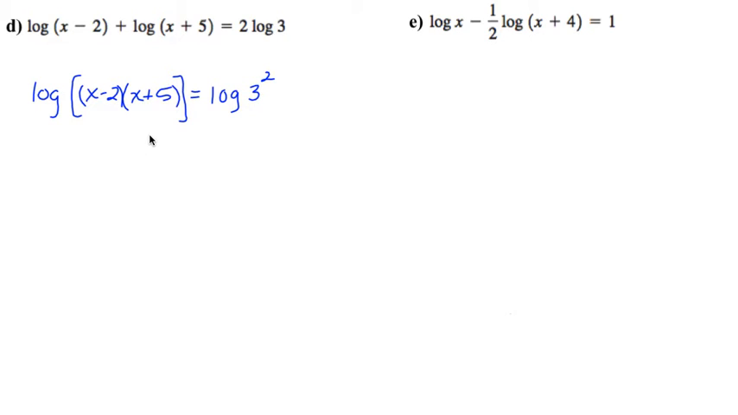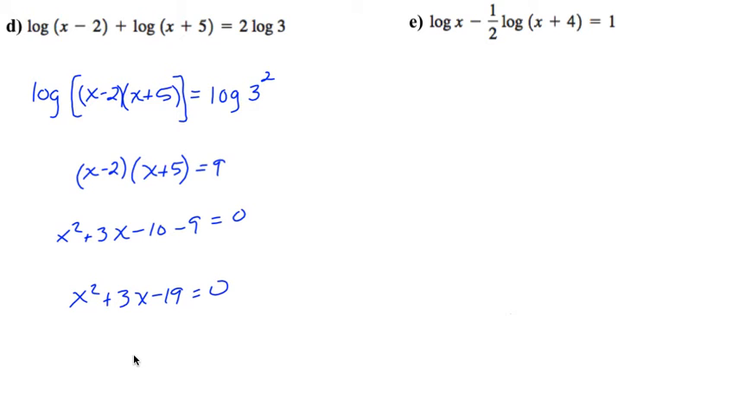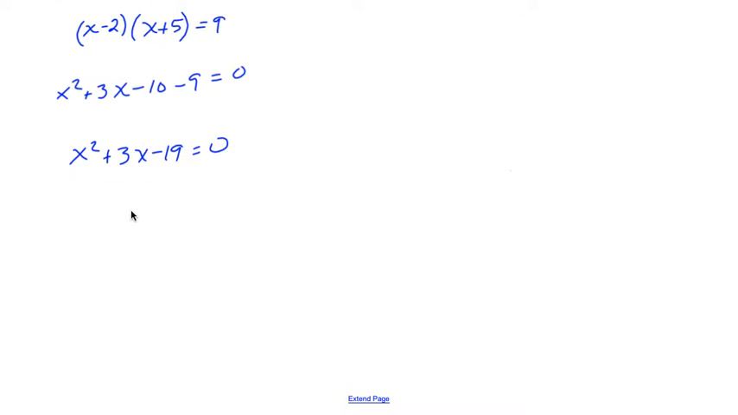Then we can just drop the log notation, and we end up with x minus 2 times x plus 5 is equal to 9. And then using FOIL for our binomials, multiplying those out, we get x squared plus 3x minus 10, and then I subtracted 9 to give us a 0. And then we can just take our quadratic equation and plug it into the quadratic formula. If you do that, you end up with this value. x is equal to negative 3 plus or minus the square root of 85, all over 2.